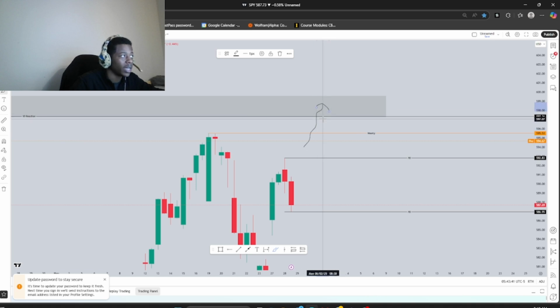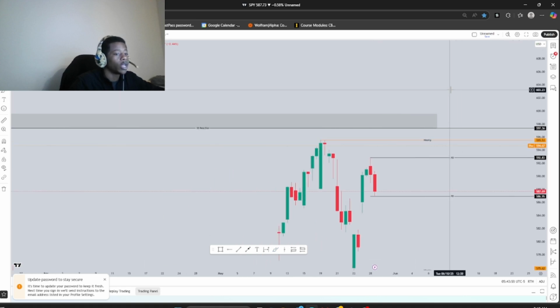If it doesn't come back down, see how it reacts and then catch a reaction again to break a high. We would enter on this low and then continue to trade with the market trend. Okay, so that's the analysis for SPY. That's what I'm looking for this morning.